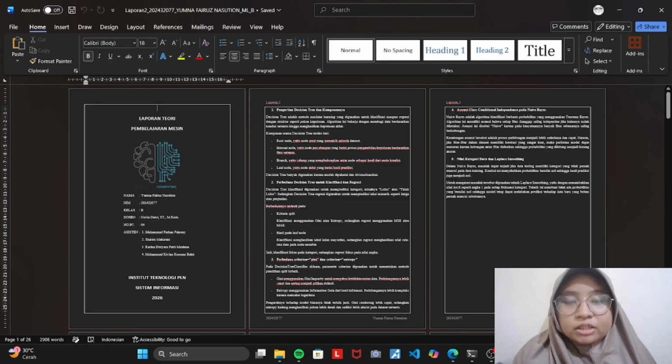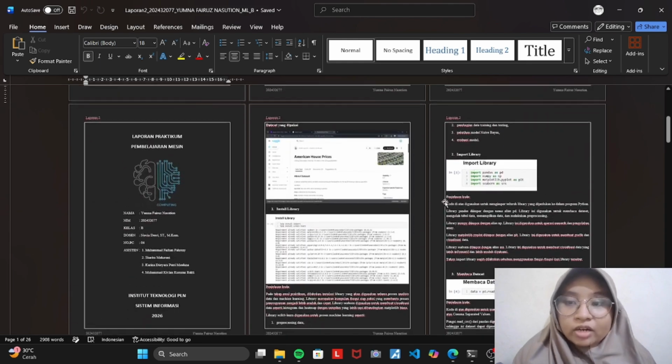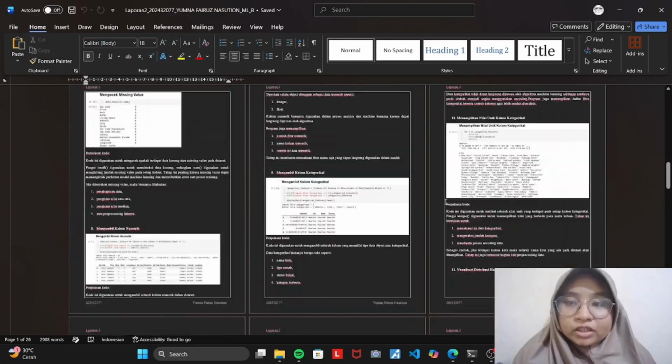So today I will explain the practical session of my machine learning report. In this practicum, I use a Gaussian naive Bayes algorithm to classify house prices using the American housing dataset. I have already done the theory assignment and the practice report.